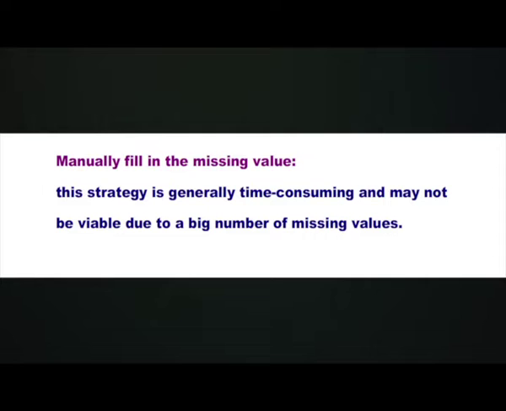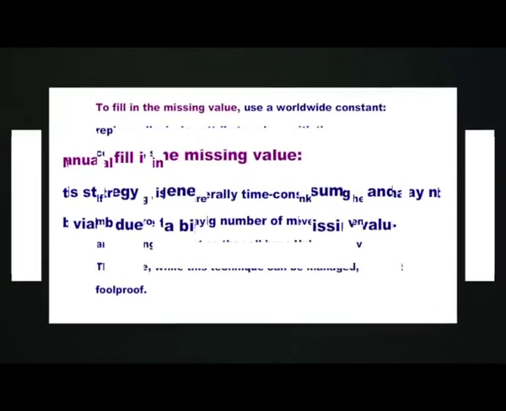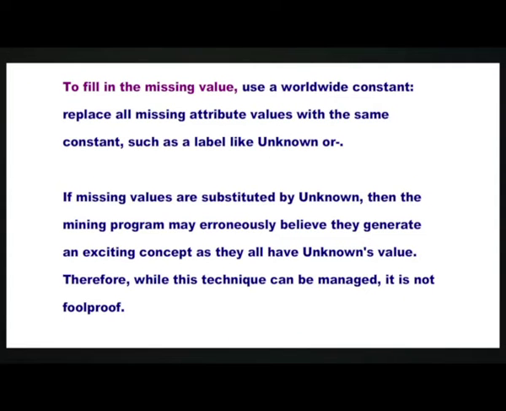This strategy is generally time consuming and may not be viable due to a big number of missing values. To fill in the missing values, use a global constant is the third method. This replaces all missing attribute values with the same constant, such as a label like unknown. If missing values are substituted by unknown, then the mining program may erroneously believe they form an interesting concept, as they all have unknown values. Therefore, while this technique is simple, it is not foolproof.